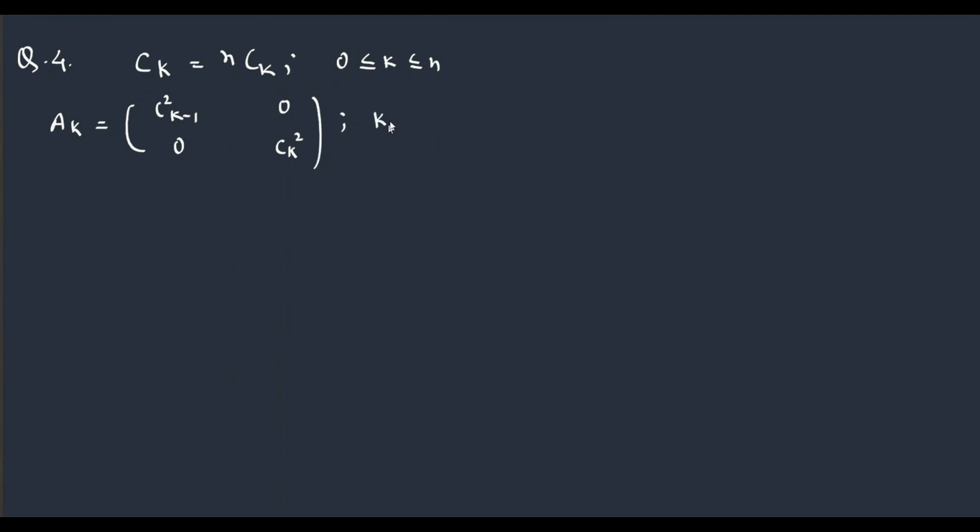Here k is greater than or equal to 1. Then we have to calculate what is the value of A1 plus A2. In this way, if you take An, this value will be the matrix with K1, 0, 0, K2. If this happens, then which relation is true?